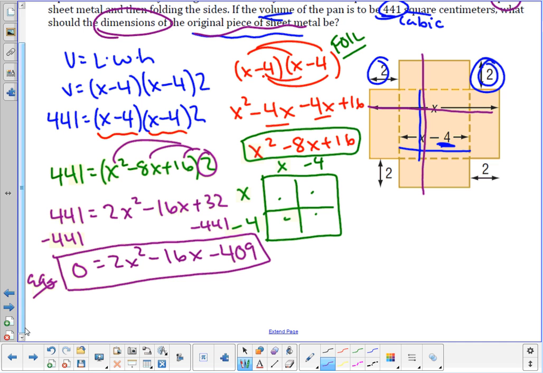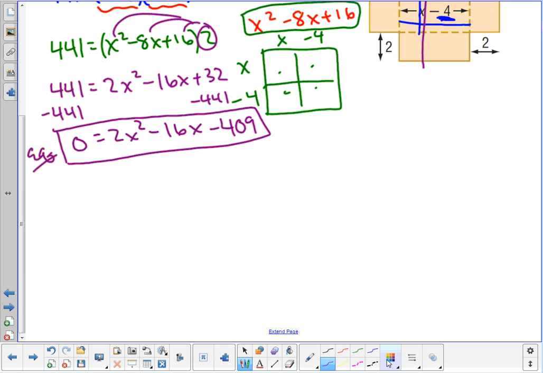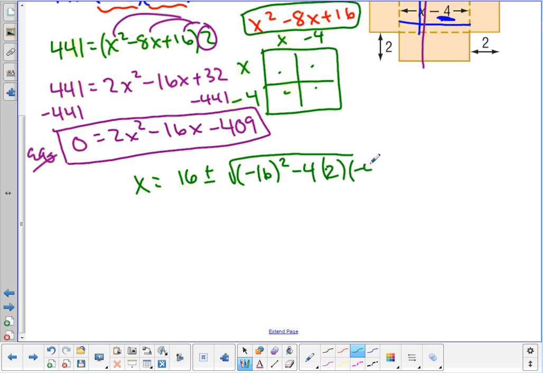Now I gotta actually solve it. I did all that work just to get my equation because I didn't have an equation written. So now I have to actually solve it. I'm gonna plug it into the quadratic formula. So it looks like this. X is equal to positive 16 plus or minus the square root of negative 16 squared minus 4 times 2 times negative 409. That's the 4ac part, all divided by 2 times a, which is 2.